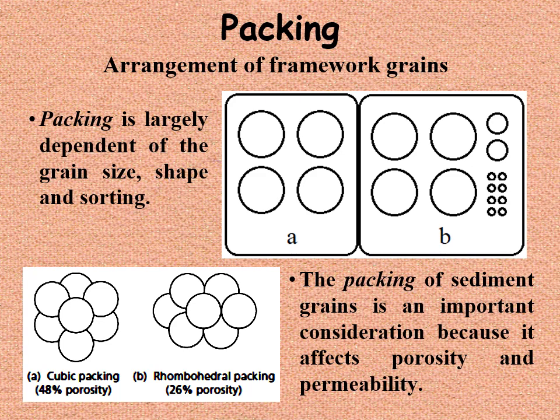Now what happened due to these two types of packing? When the grains are in cubic packing, the empty space within these grains, these void spaces, is called porosity or pore space. This empty space percentage is about 48%. But when the grains are in rhombic packing, that is, the above grain occurs in between the bottom two grains, then the empty space is reduced almost 50%. Here in case of rhombic packing, your porosity value or the empty space percentage is reduced to almost 26%.